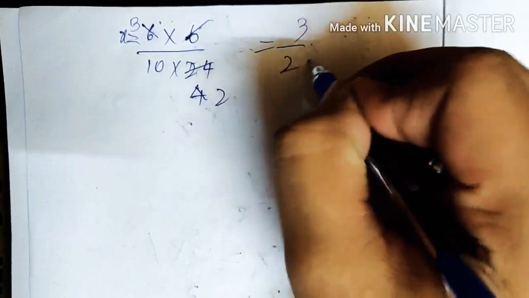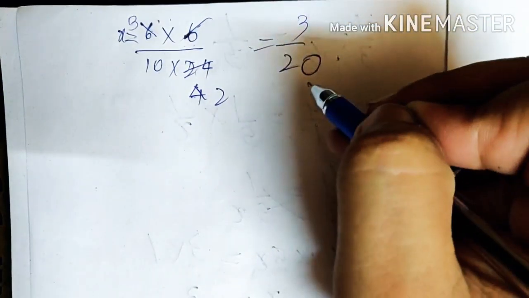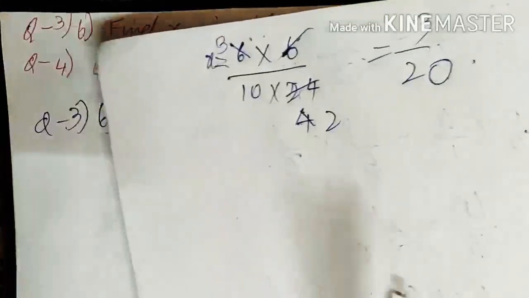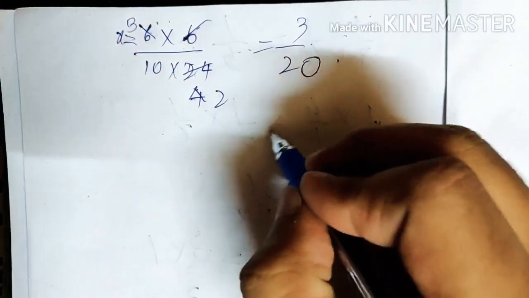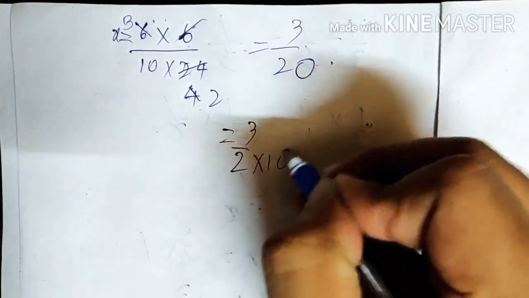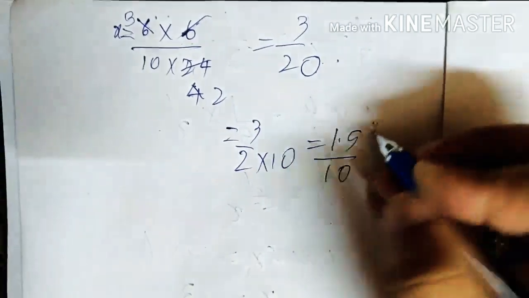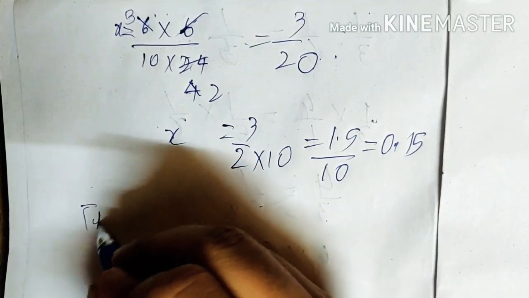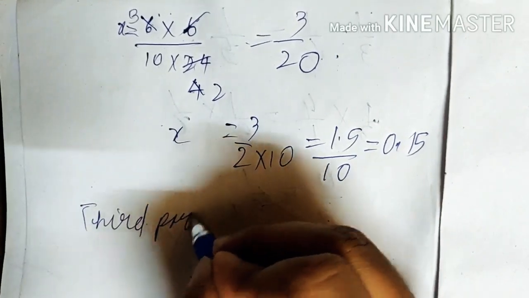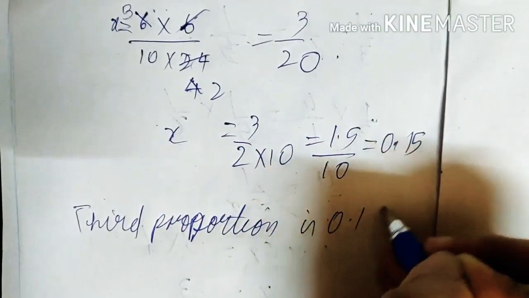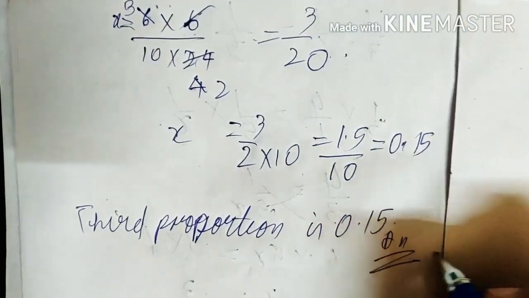3 2s are 6. So x is equal to 3 upon 20. Okay, 3 upon 20. We have to write 3 upon 20 in decimals. So this can be written as 3 upon 2 into 1 upon 10. That is 1.5 upon 10. This means 0.15. So x here is equal to 0.15. That is the third proportion, which is 0.15. This is our answer.